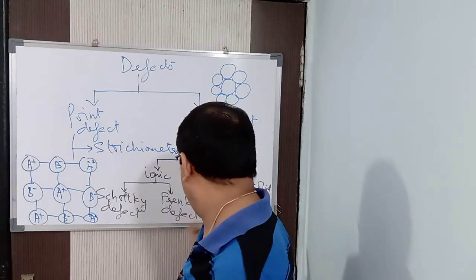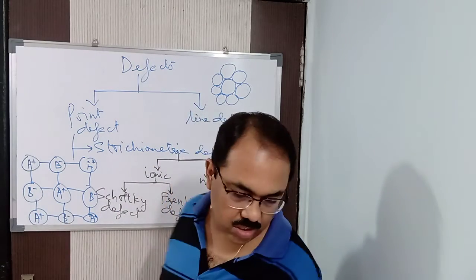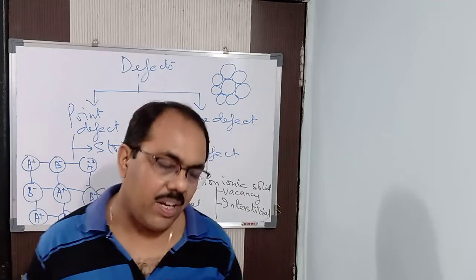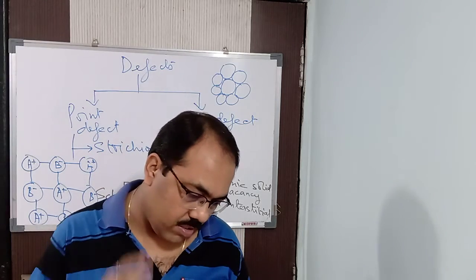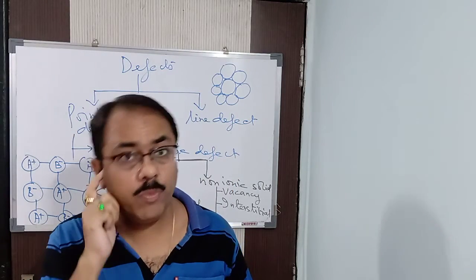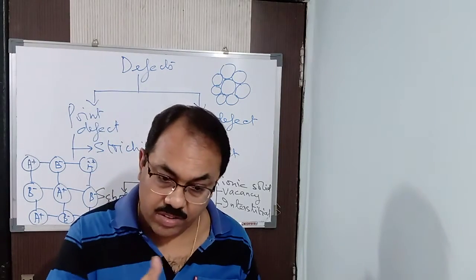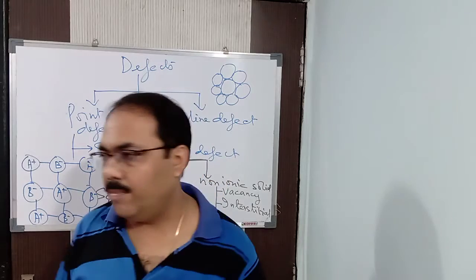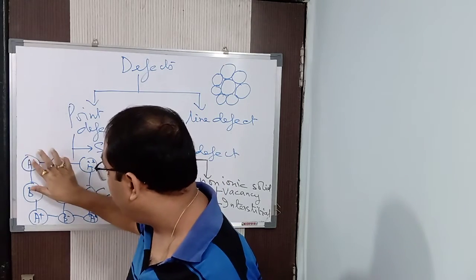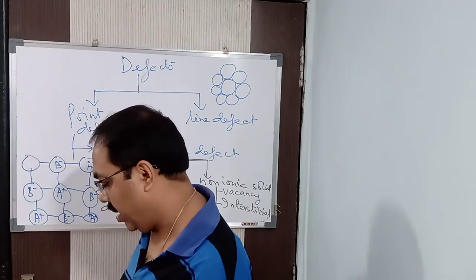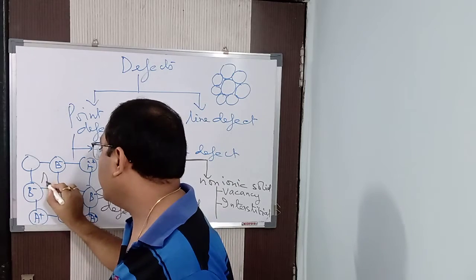I told you, it is similar to interstitial defect. It will occupy the interstitial site, thus maintaining the electrical neutrality of the substance, as well as the stoichiometry of the substance. Because stoichiometry, the ratio between the cations and anions, is also not disturbed. Because an atom is missing from here and it is occupying the interstitial site. Let us say this cation is missing from here and it occupies the interstitial site here.